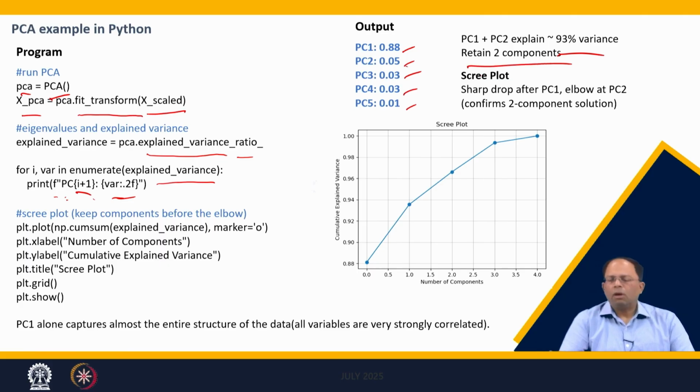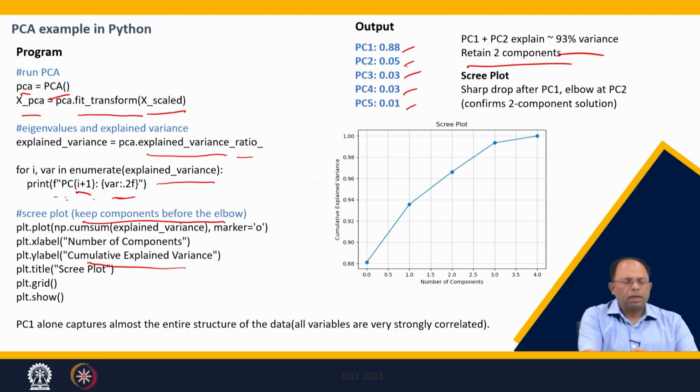So we can also draw a scree plot, not required, but we can draw it as well. Over here we have drawn the scree plot. What we have done is we have taken the cumulative explained variance based on the number of components. That is what we are taking, np.cumsum of explained variance. This actually takes the cumulative value, and then we are plotting it.